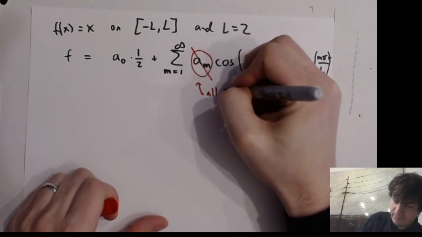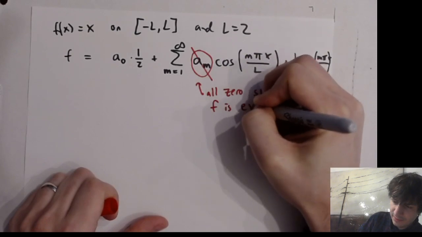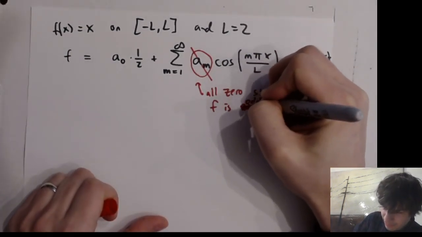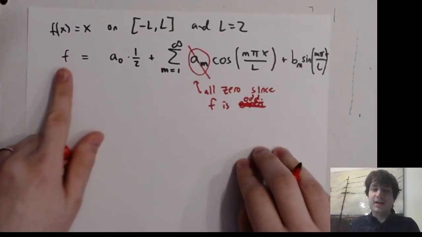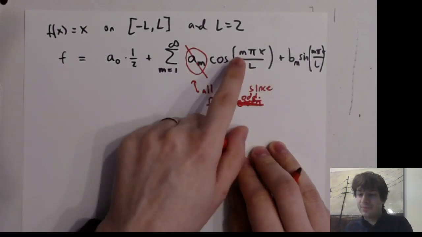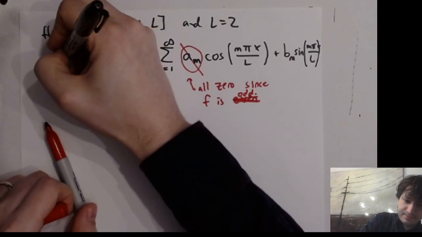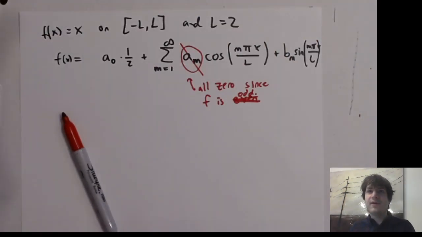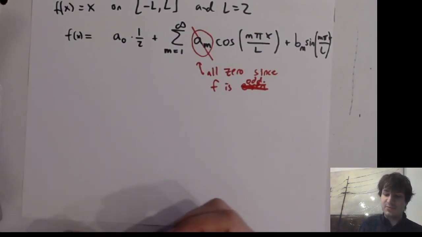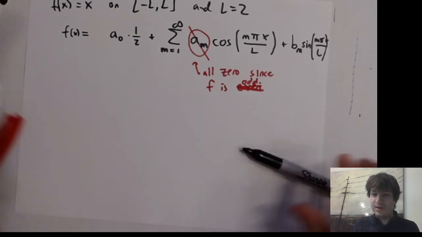All 0 since f is odd. Cosine is an even function, so if you write an odd function as a sum, all these will be 0. Okay, so this is f of x. And now to find the coefficients, we use the same trick we used last time, the orthogonal basis trick, which is we just take the inner product of both sides with the functions that we want.